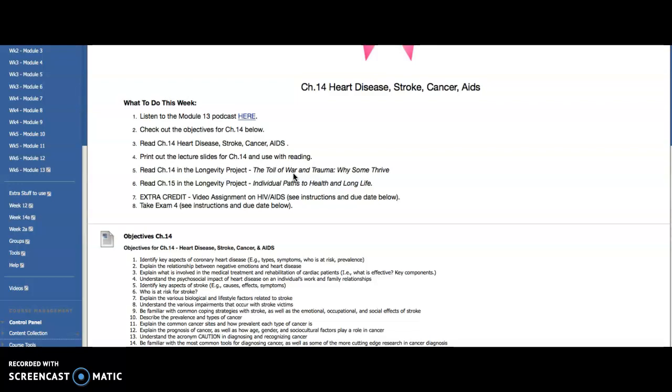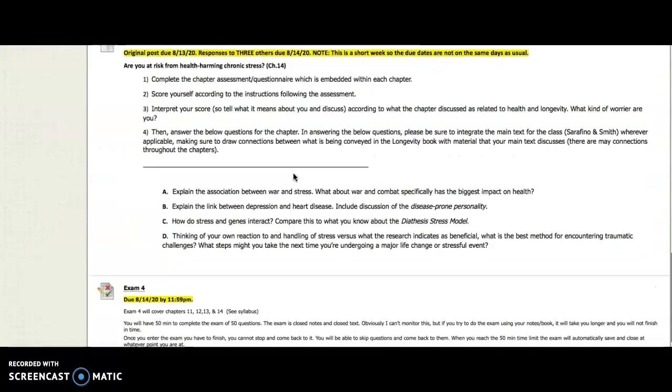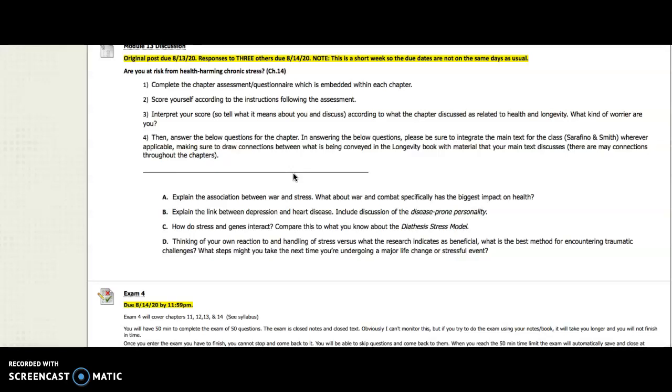So that's chapter 14. And then chapter 15 is sort of like a recap on the whole book. It's just overall, okay, what do we know about the individual pathways to health and long life? So there's some specific questions related to that connection between war and trauma and stress. So that's what some of these questions address. And then, interestingly enough, it also talks about the disease-prone personality, how some people's personality just makes them more vulnerable to disease, particularly depression and heart disease.